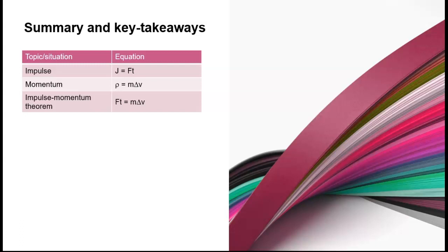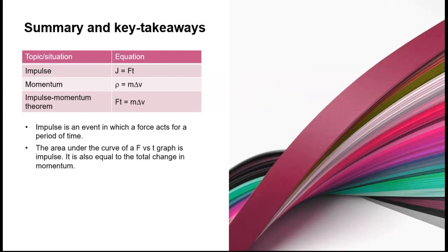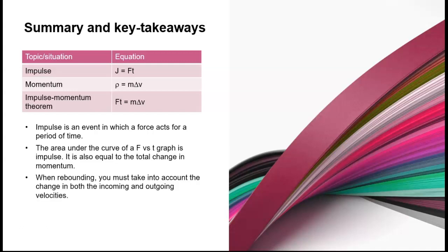Okay, let's look at the summary of what we learned today and some of our key takeaways. So we now have 3 equations that you can use to work on your homework. We have the impulse equation, Ft, we have the momentum, mv, and we have the impulse momentum theorem, which says those two things are equal to each other. We also know that impulse is an event in which a force acts for a period of time. The area under the curve of a force versus time graph will tell you the impulse, and it's also equal to the change in momentum.